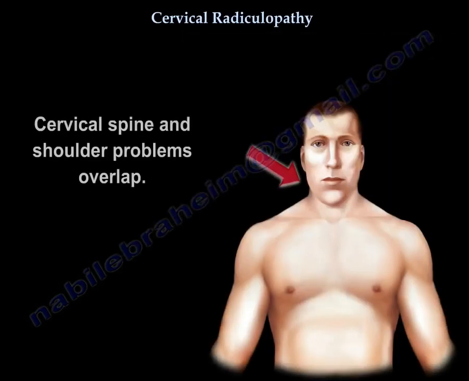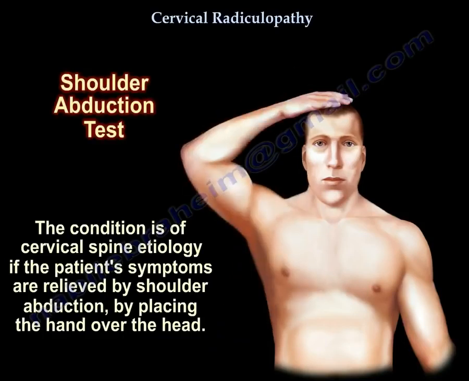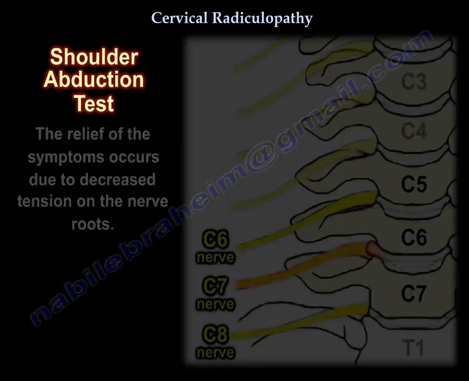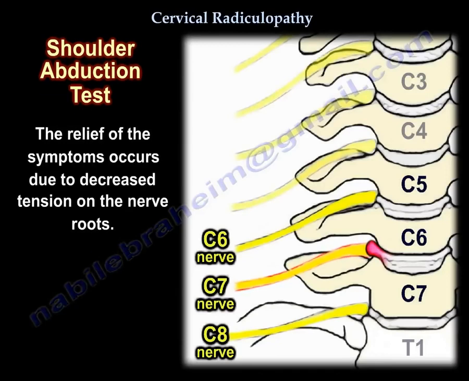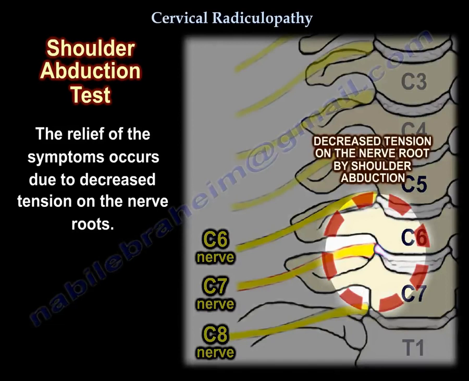We know that the cervical spine and shoulder problems overlap. You know that the condition is of cervical etiology if relief of the pain occurs with shoulder abduction by placing the hand over the head. The relief of the symptoms occurs due to decreased tension on the nerve roots.